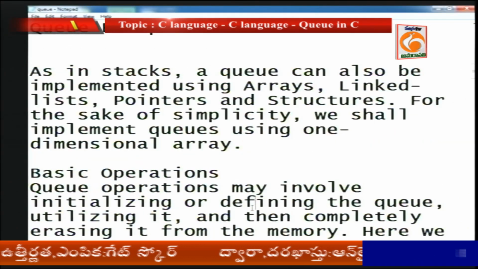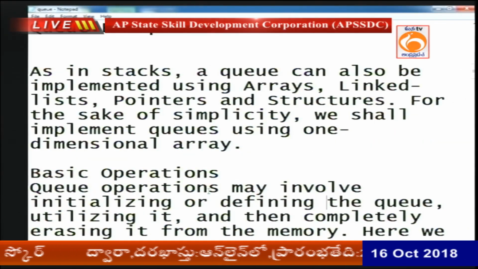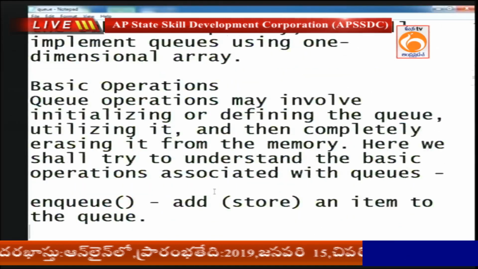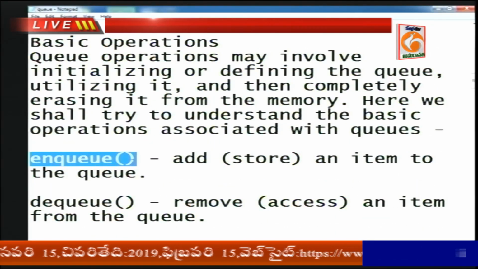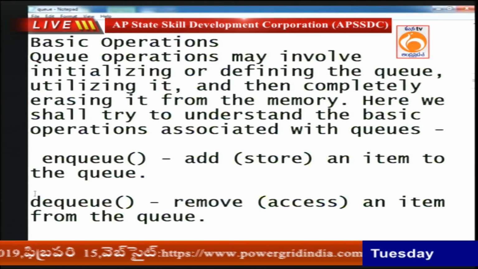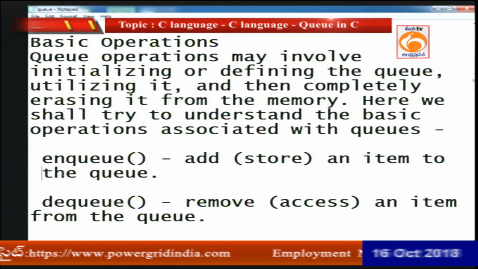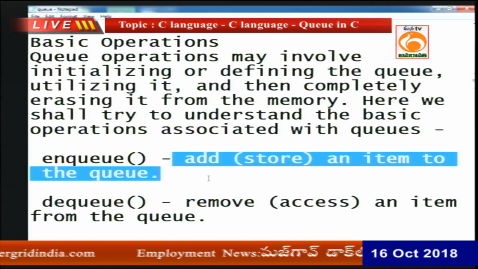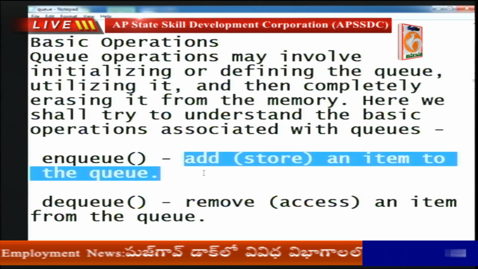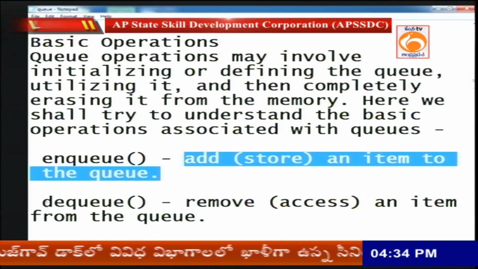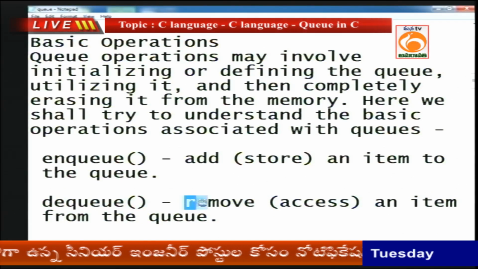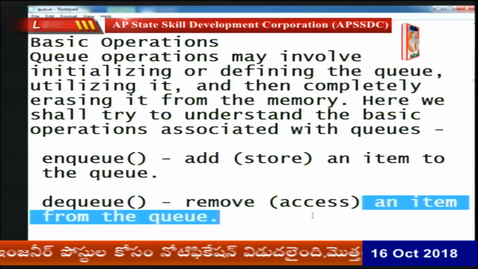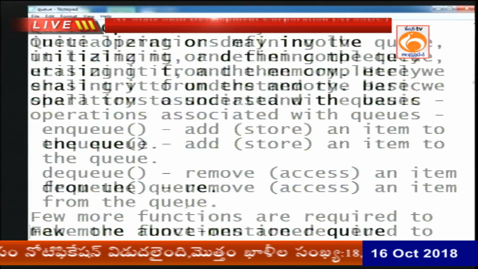Now, while working with the queue, which are the basic operations I discussed? NQ will be there. What is meant by the NQ function? If I want to insert an element into the queue, it is called NQ. Next one is DQ, the deletion from the queue. If I want to remove an element from the queue, it is called DQ.